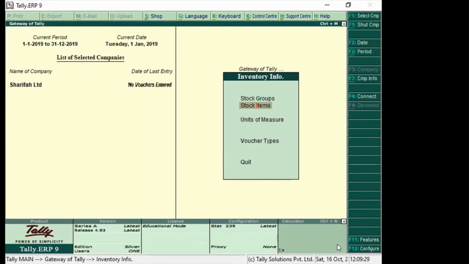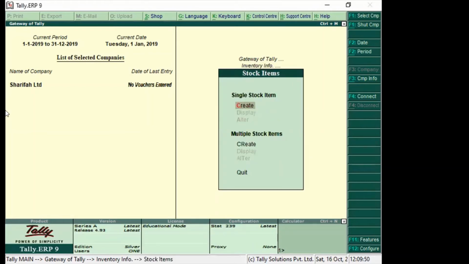Escape helps you to go back. So we have stock items. Under the stock items, wait, I went back. Yes, okay, fine. Stock items, you enter, and then there is a single stock item, then multiple stock items. You have multiple, you will use the multiple.